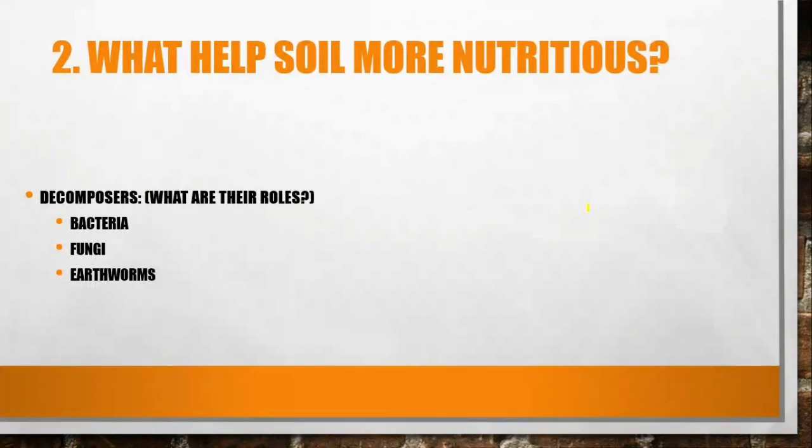What helps make soil more nutritious? Nutritious soil has to have many different types of chemicals, and they are generally produced by decomposers. You need to find out their role, which is recycling dead organic matter. Examples of those guys are bacteria, fungi, earthworms. Those are the decomposer examples.